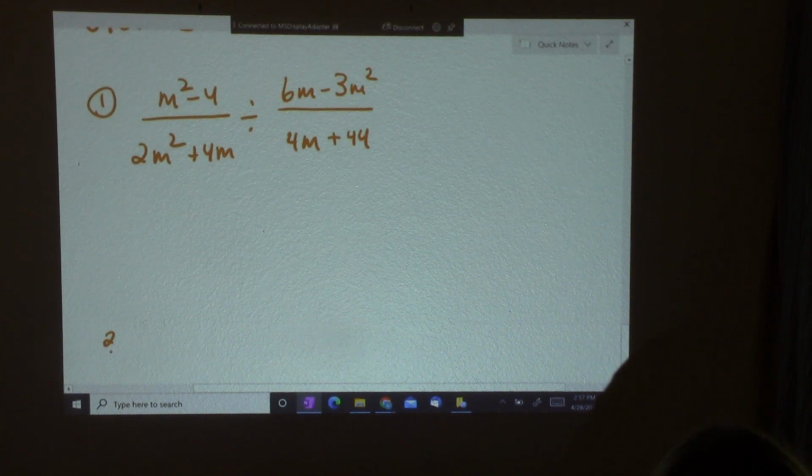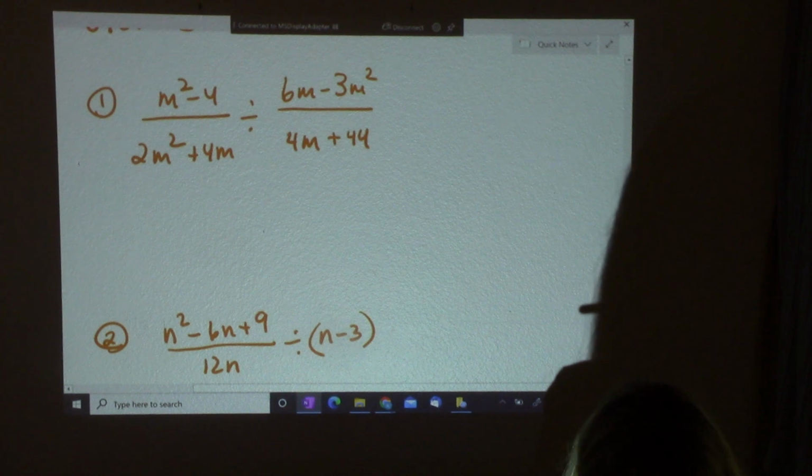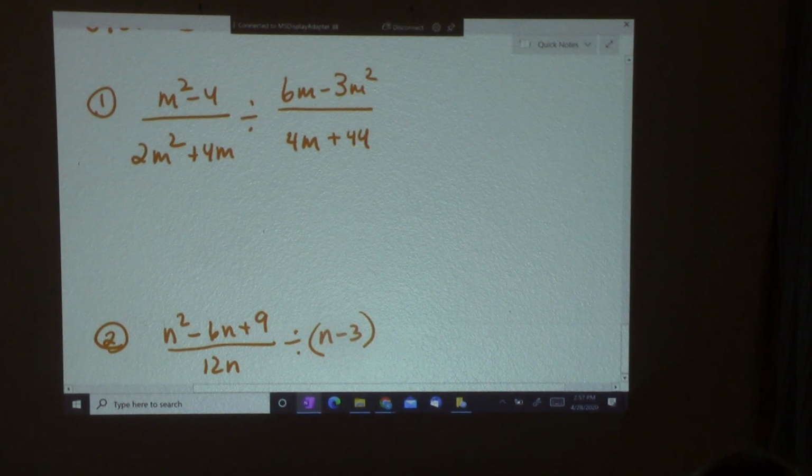And then number 2, n squared minus 6n plus 9 over 12n divided by n minus 3. Okay, so go ahead and pause the video, and we'll come back in a moment. Oh, and by the way, this should look like something you've seen before up here, m squared minus 4. We're missing the middle term, so don't forget that.